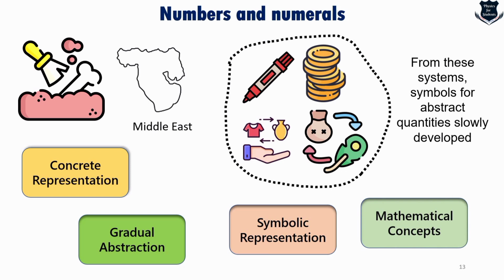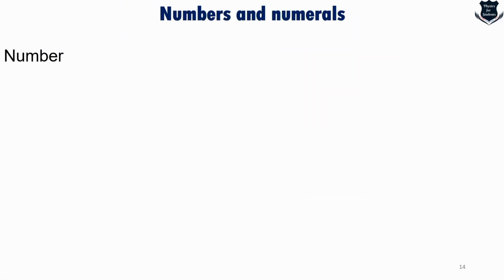So the development of symbols for abstract quantities was closely linked to the emergence of mathematical concepts such as addition, subtraction, and so on. And these symbols allowed for the multiplication, calculation and manipulation of quantities in increasingly complex ways. So the relevance of these tokens, quantities, symbols, etc., which were discovered in the Middle East, carried a concrete representation. It formed towards gradual abstraction. It was a symbolic representation and expanded on the mathematical concepts. Now we go back and find out where the word number actually came from.